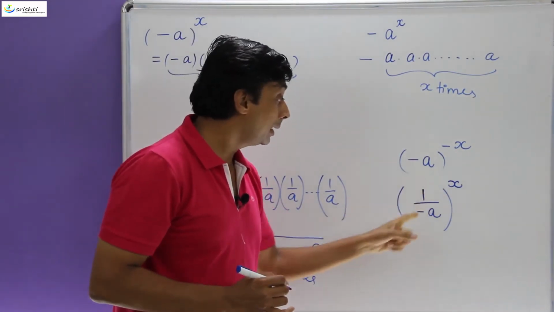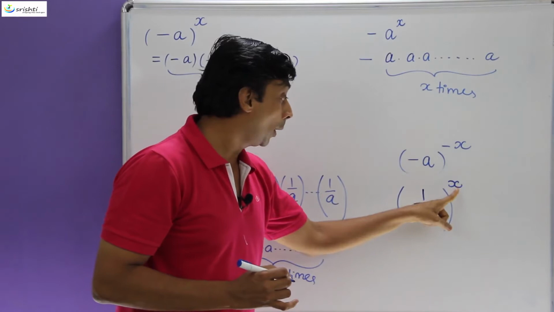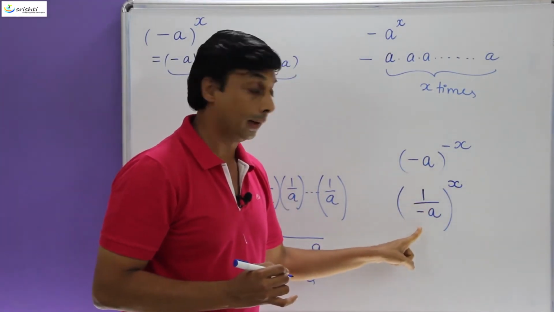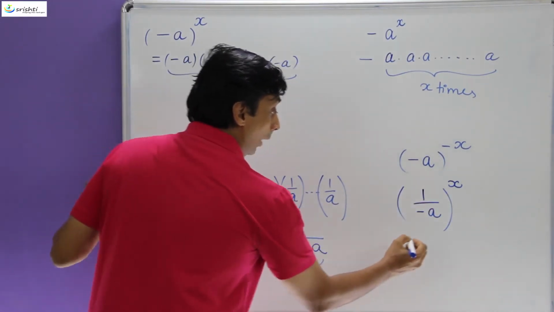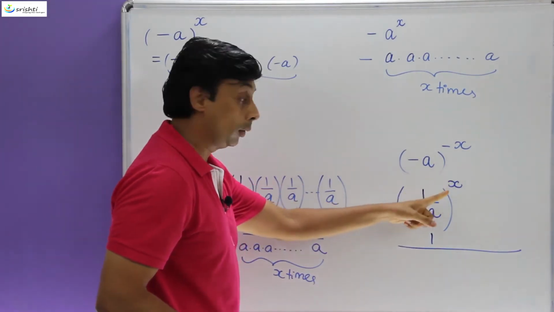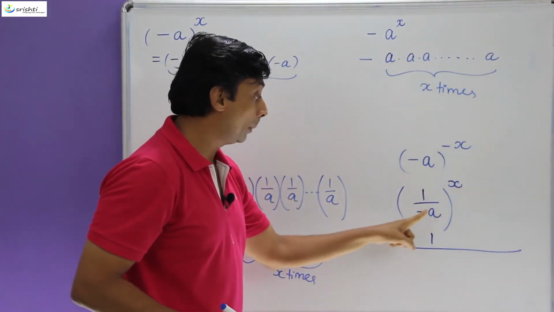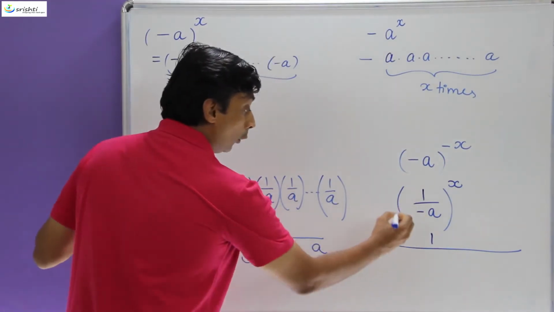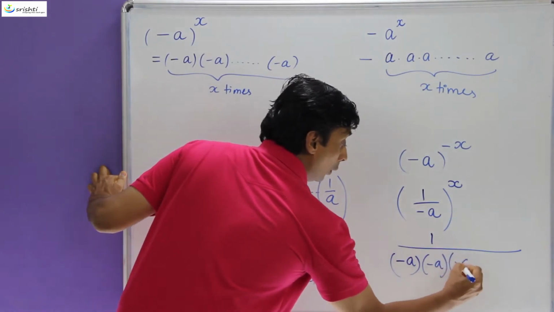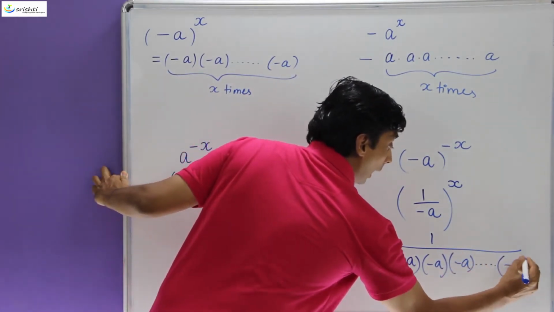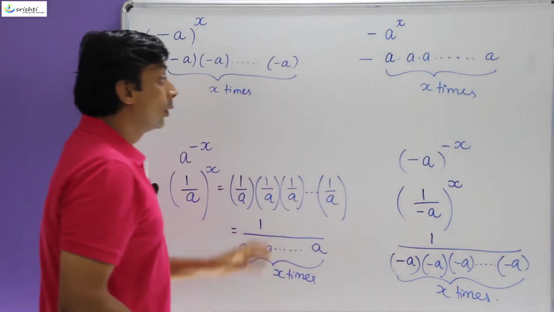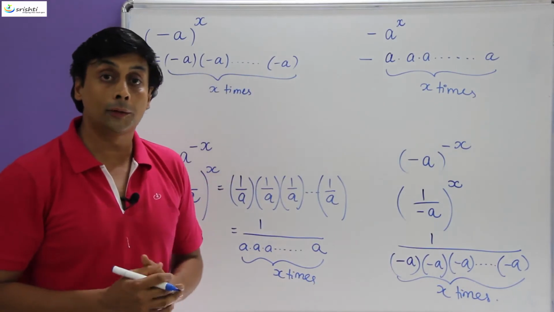Now since there is a bracket, it means that this power x applies to 1 as well as this power x applies to minus a. Now 1 raised to any number is going to remain 1. So I would write this as 1 and minus a the whole raised to x. So since there is a bracket, the power x applies to negative a as well, and therefore I would write this as negative a into negative a into negative a. How many number of times? X times. Right? So I hope that you understood the difference in all these 4 cases.